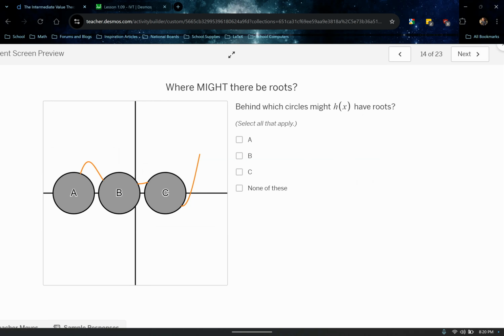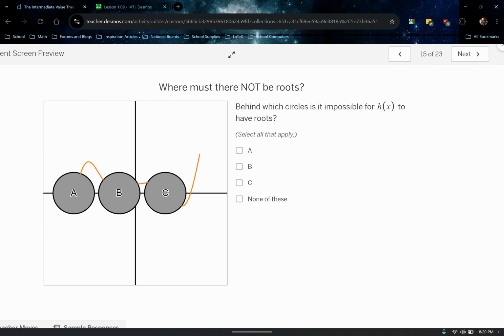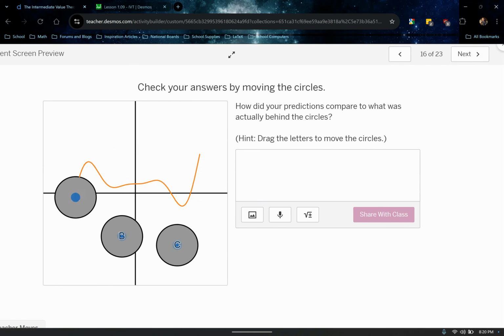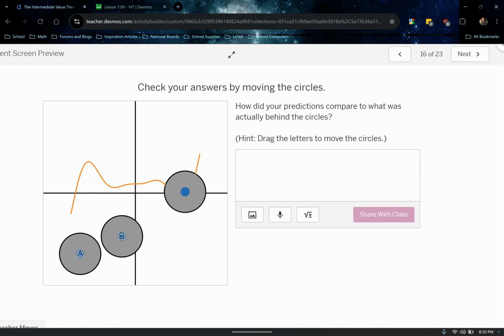Okay. Might there be roots? I think A and B both could have roots. Can you visualize that? And must not be roots? I don't know. I'd say none of these. So let's check. C was the one I was confident on. There's a root. Good. B, there's no root. Okay, but A, there was a root. Now we didn't know that one for sure. We knew C for sure. We weren't sure about A.